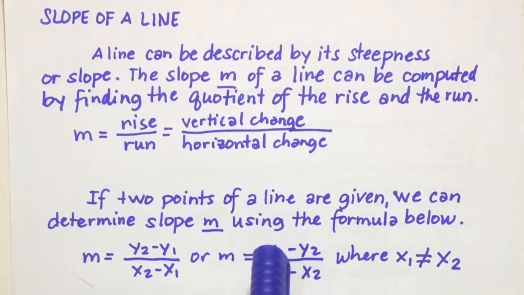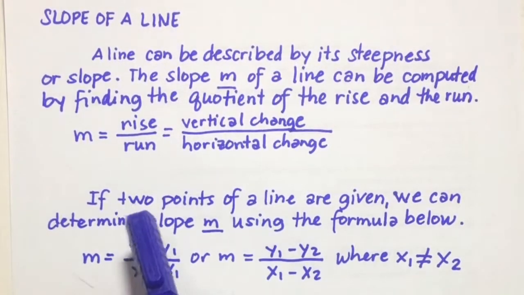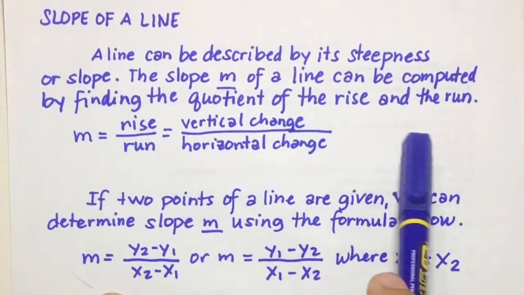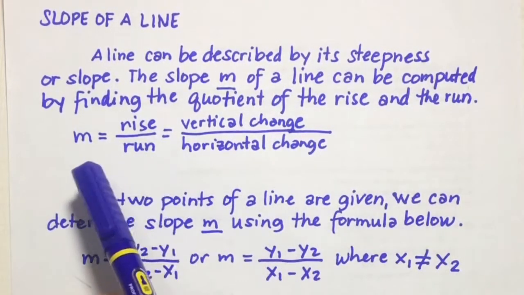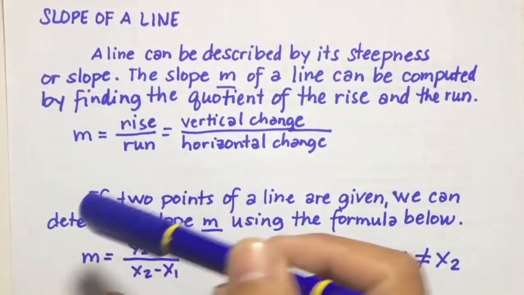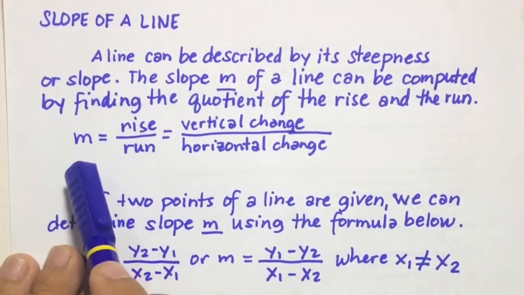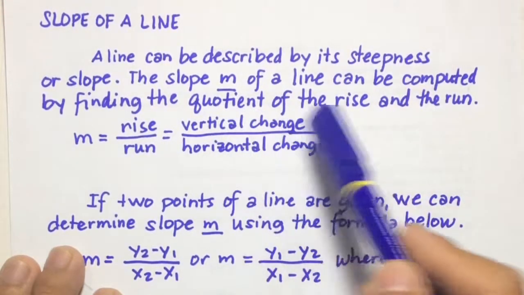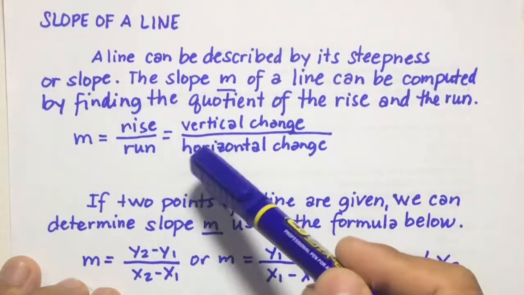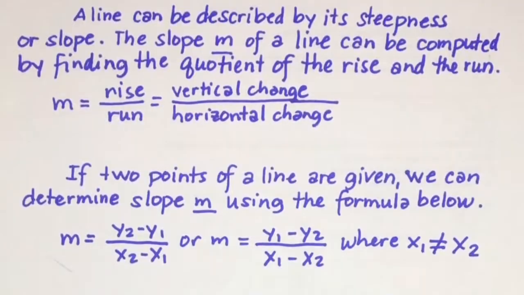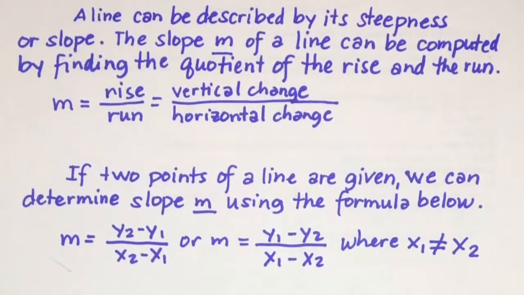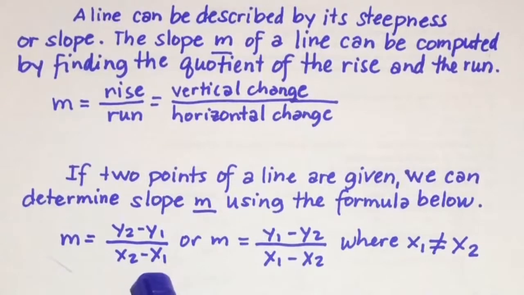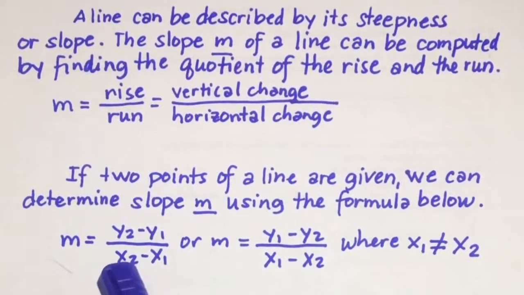A line can be described by its steepness or slope. So the slope m of a line can be computed by finding the quotient of the rise and the run. In this formula, we have the slope m equals rise over run, or the vertical change over the horizontal change. If two points of a line are given, we can determine the slope m using the formula below. So this is the formula in finding the slope of a line.